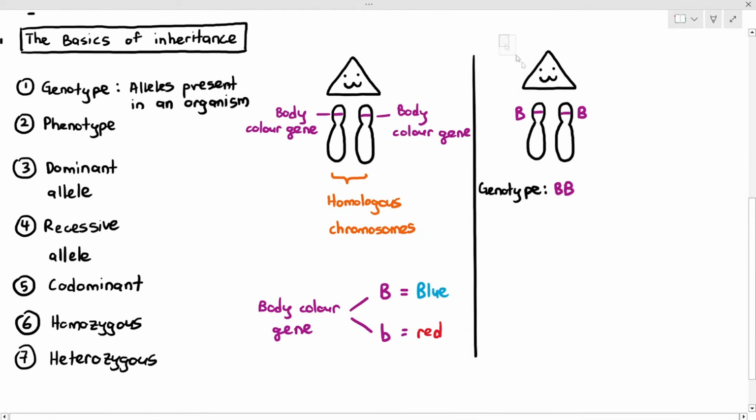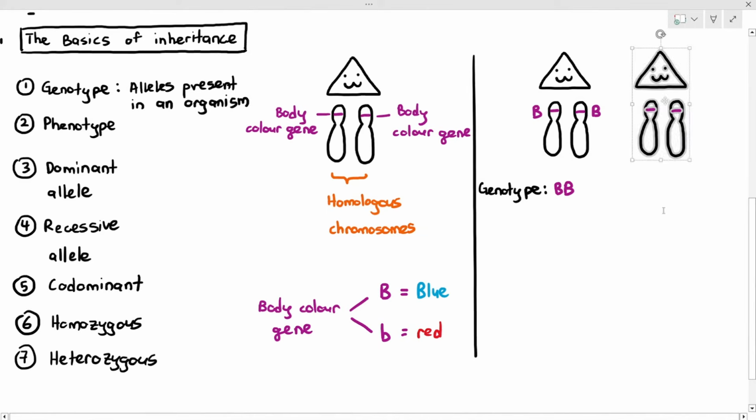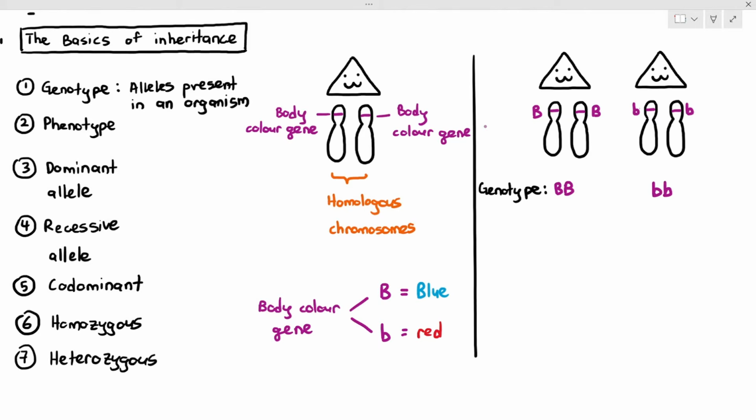Let's try another possibility. Another possibility over here for this organism, it may have a small b allele on one chromosome and a small b allele on the other chromosome as well for the body color gene. So the genotype is small b, small b, simple as that. Okay, why does the genotype have two alleles? Because it has two chromosomes that have the body color genes.